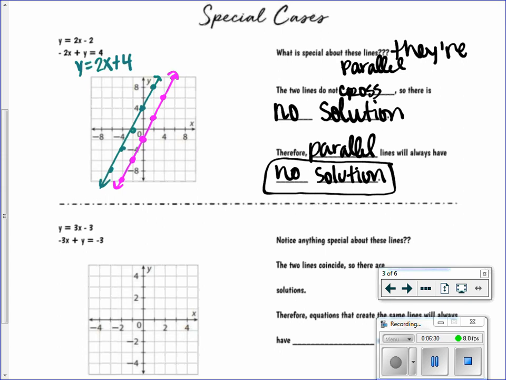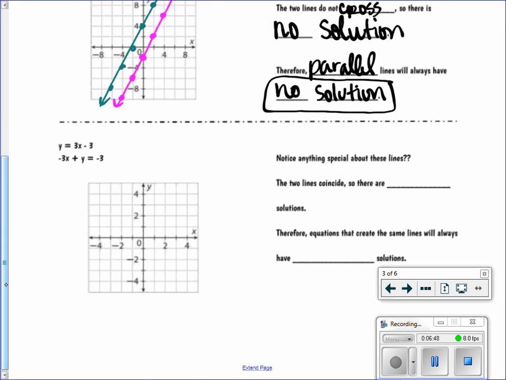They have to be parallel to be no solution. Sometimes you'll have a graph where maybe you don't quite see the intersection point yet, but if they aren't parallel, they would intersect eventually. So you've got to do some work for that one. But if you can see that they're parallel, then it's definitely no solution. So let's go to the other one.